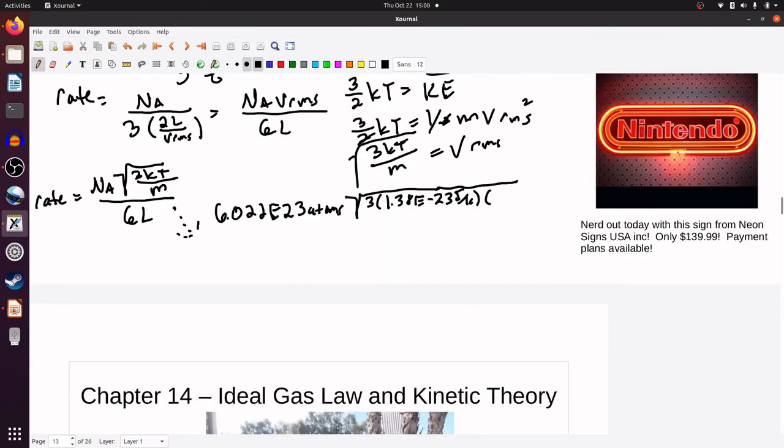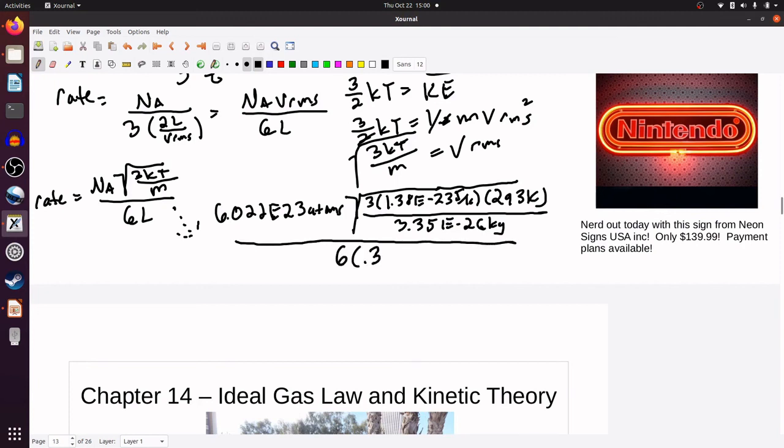Okay. And then that's all over the mass, which was 3.35 times 10 to the negative 26 kilograms. And that's all in here. And then divided by 6 times 0.3. Whew. All right, let's go.